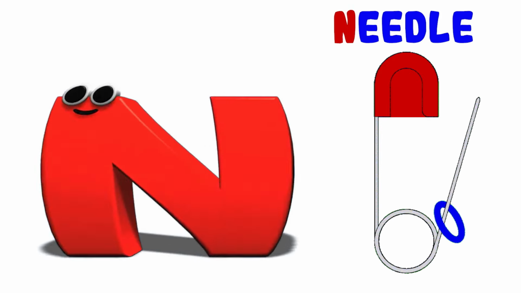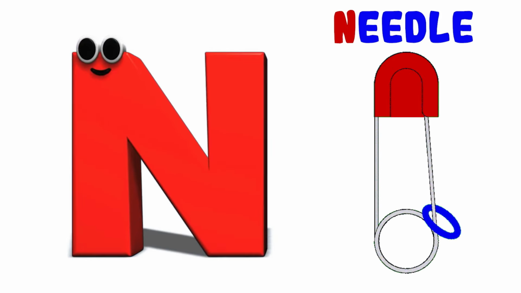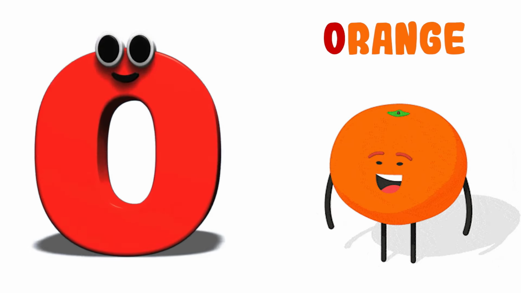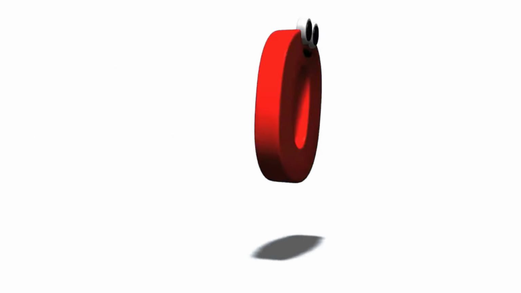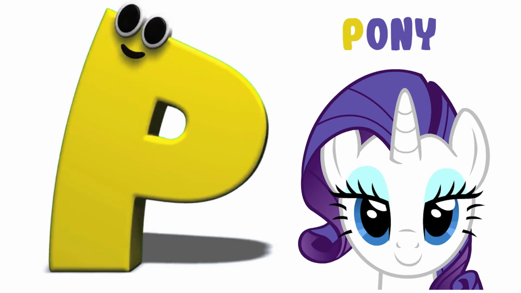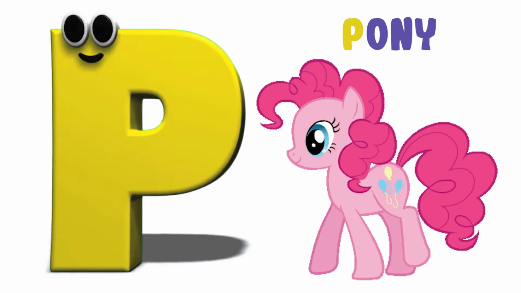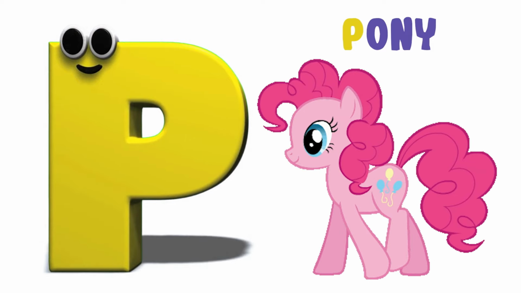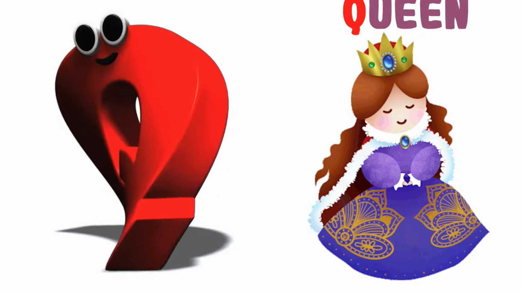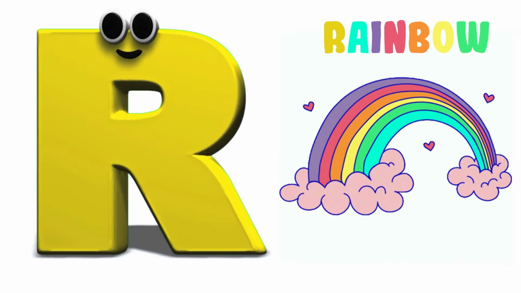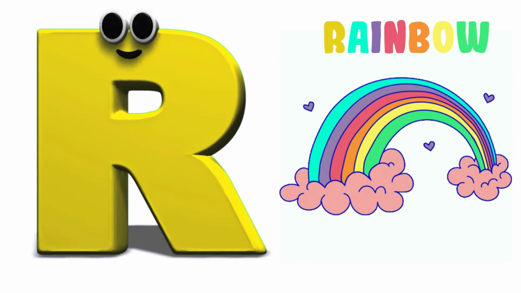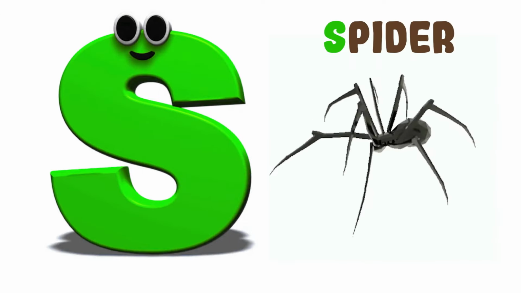Needle, N, needle. O is for orange. P is for pony, pony, P, pony. Q is for queen, queen, Q, queen. R is for rainbow, rainbow, R, rainbow. S is for spider.